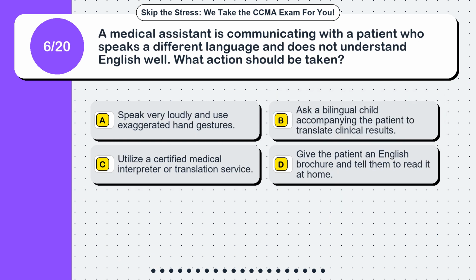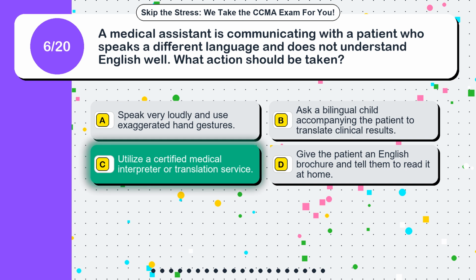Question 6. A medical assistant is communicating with a patient who speaks a different language and does not understand English well. What action should be taken? Option A, speak very loudly and use exaggerated hand gestures. Option B, ask a bilingual child accompanying the patient to translate clinical results. Option C, utilize a certified medical interpreter or translation service. Option D, give the patient an English brochure and tell them to read it at home. The correct answer is option C, utilize a certified medical interpreter or translation service.